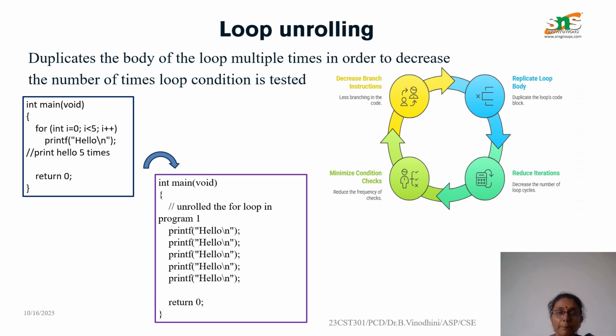For example, we have code in which a for loop prints hello world 5 times. Instead of using the for loop, we can unroll it by writing the print statement 5 times. So in the optimized code, we unroll the for loop and print the hello statement 5 times using printf statements. That is loop unrolling.